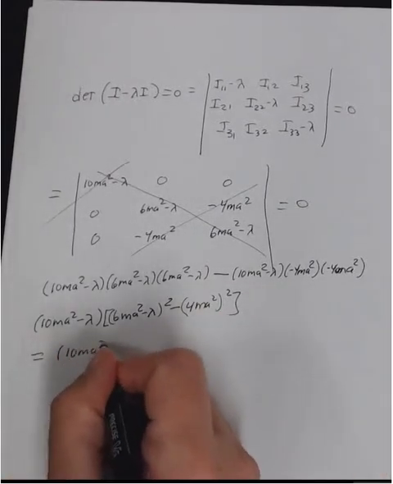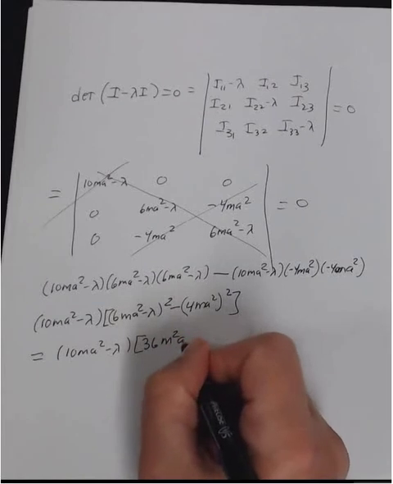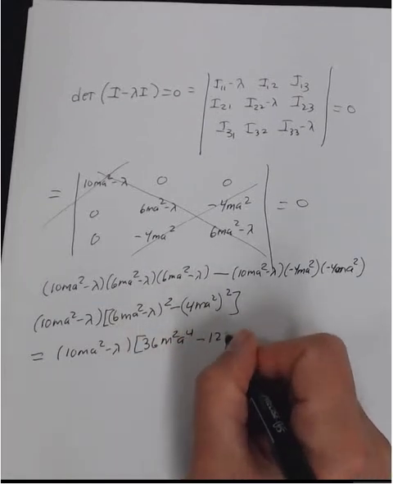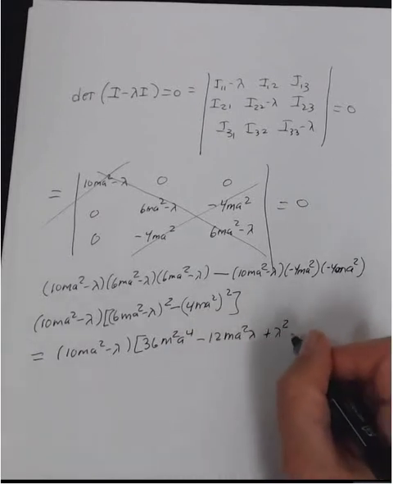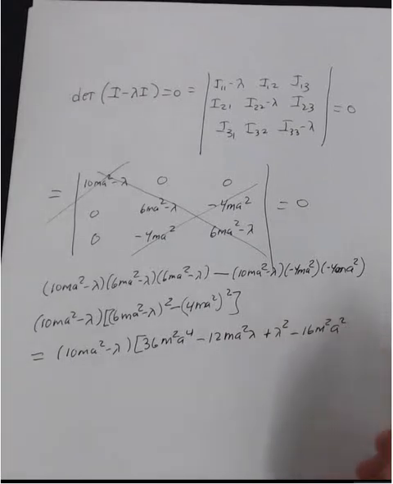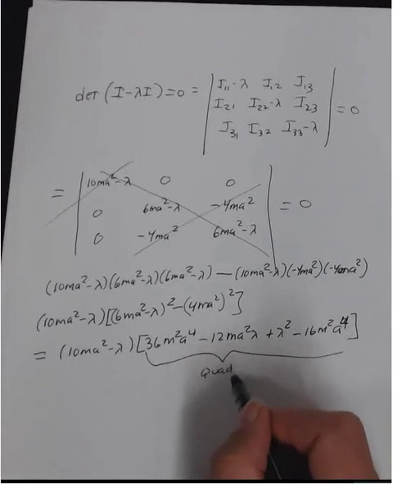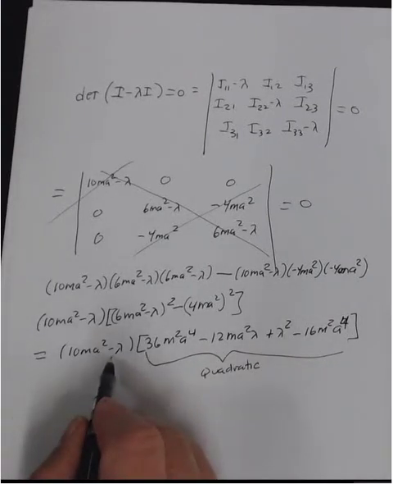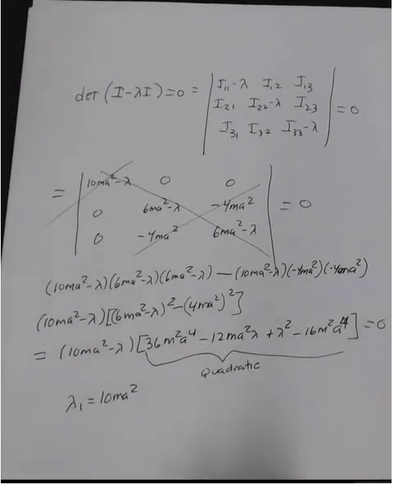It's going to give me 10ma squared minus lambda times 36 m squared a to the 4th minus 12 ma squared lambda plus lambda squared, and then minus 16 m squared a to the 4th. So this is a quadratic equation. Obviously, one solution, which I'll call lambda 1, is going to be 10ma squared. This would make the whole thing equal to 0.